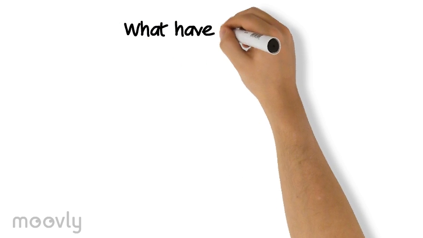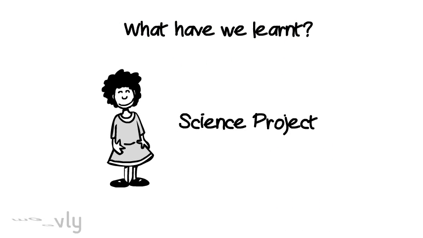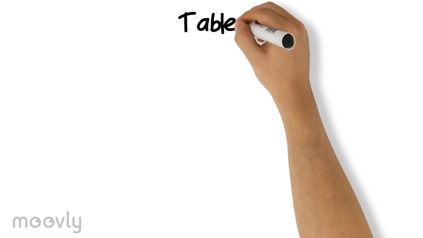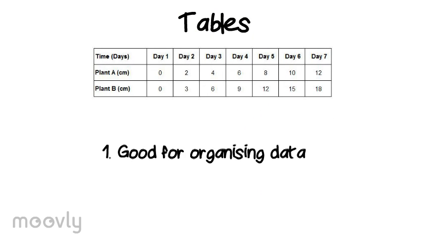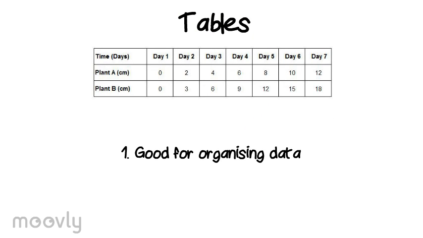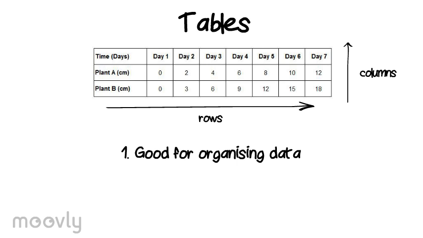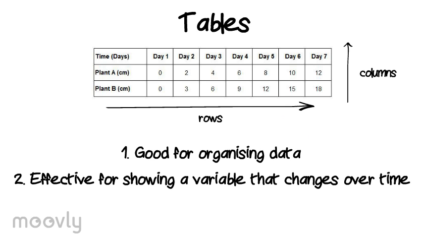So what have we learned from Sarah's project? We have learned that tables are a good format to use to initially organize data during an experiment because with their columns and rows, it allows the user to easily run their fingers across to read and analyze the information. Tables are effective to show how a single category, such as plant growth rate, varies when measured at different points in time, such as days.